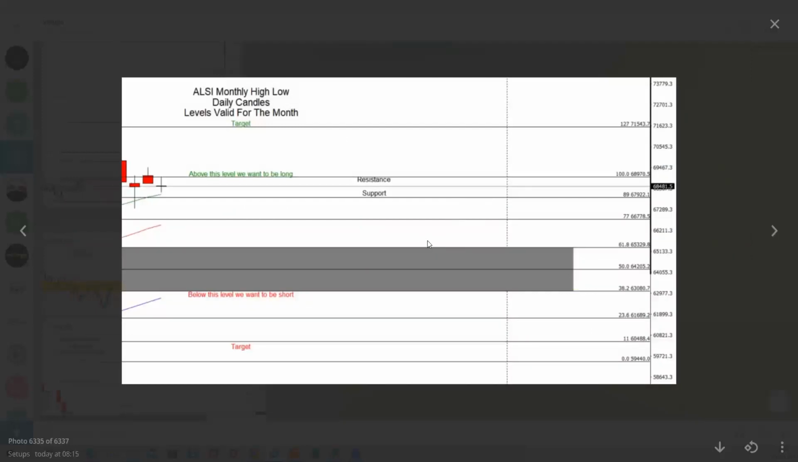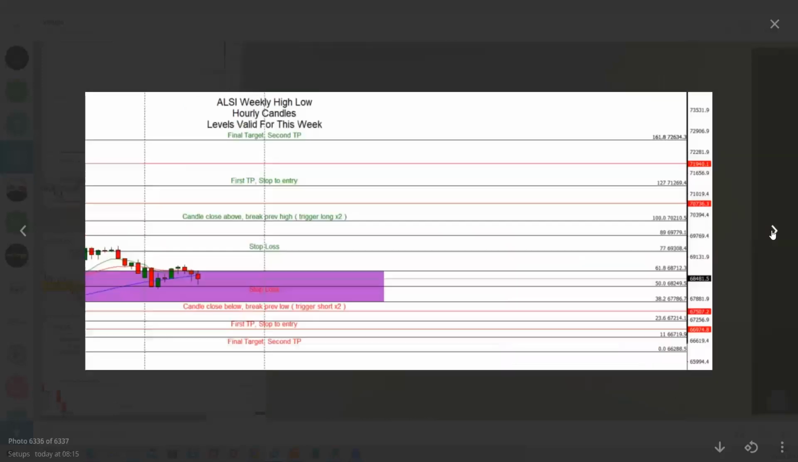On the Aussie monthly high low, currently between levels of 89 and 100 support resistance. If you look at the moving averages, 8 is above 21 above 50. That's indicating trend is up, so we're still looking for that 127 target level.